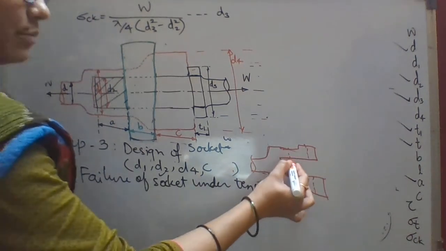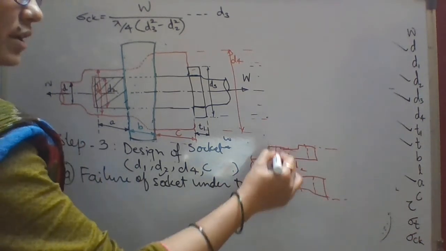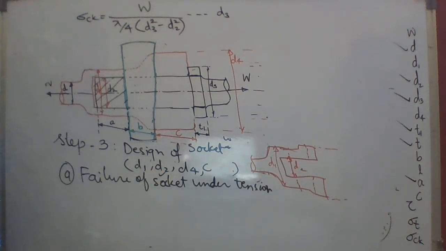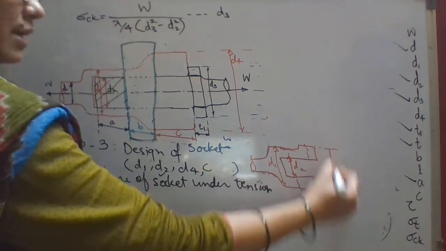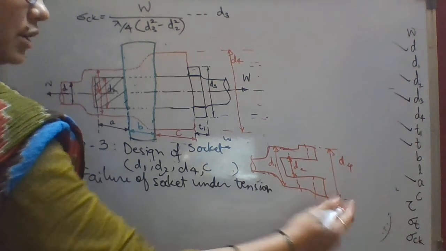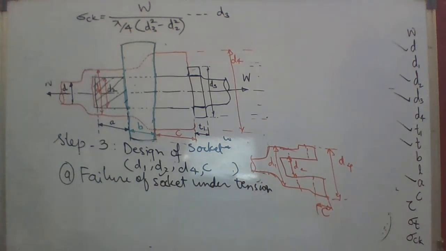In that, this inner diameter is D2, this outer diameter is D4 and this diameter is D1. So we already have D2, we have to calculate D1 and D4. This diameter is D4 and this distance, end of the slot to end of the socket collar, is C. Okay. So first we will consider the failure of socket under tension. So very good diagram is given over here.